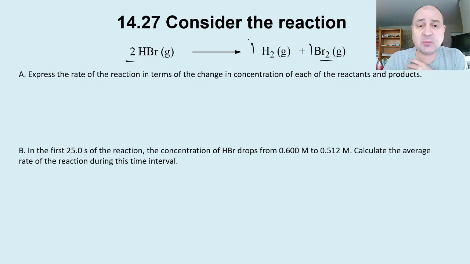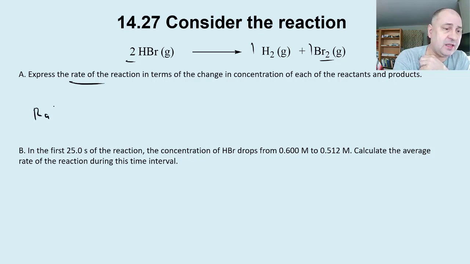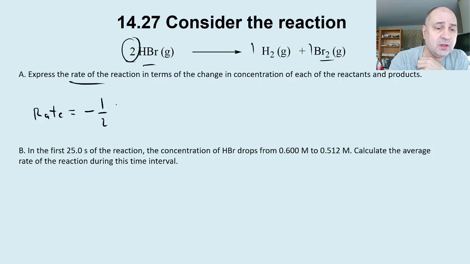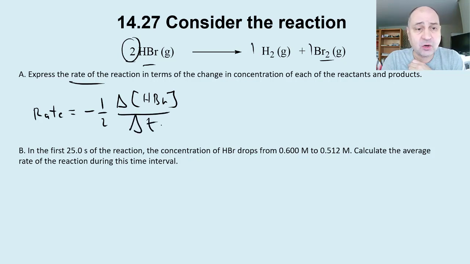So the stoichiometry is important, and so when we express the rates, all we have to do is first of all look at if it's a reagent or a product. And if it's a reagent, then you have a negative rate, and you take that factor, and so you divide it by 2 times the change in HBr, or the reactant here, over the change in time. So that would be the rate expressed in terms of the hydrogen bromide.